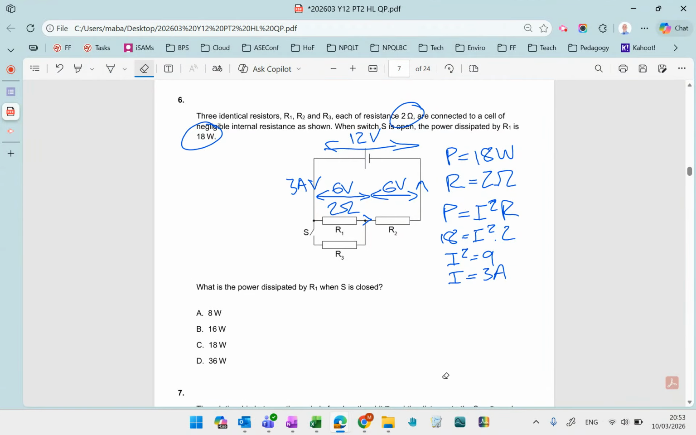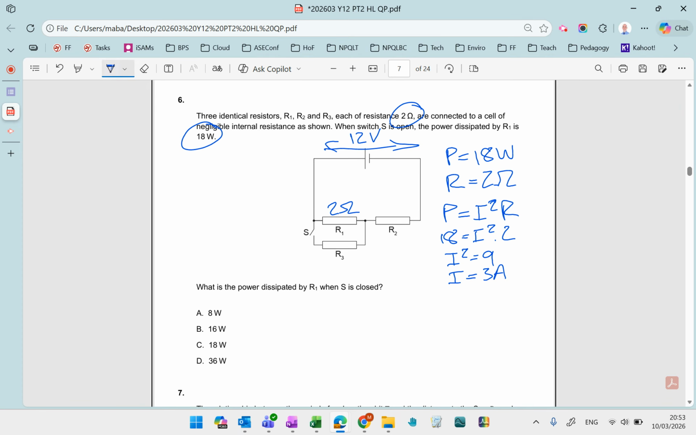Okay, now things are going to change because we are now going to close that switch. All right, let's see how that affects the circuit when we close the switch. So now we've got this part of the circuit here forming a parallel resistor network.